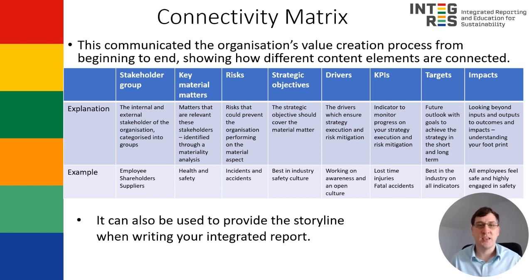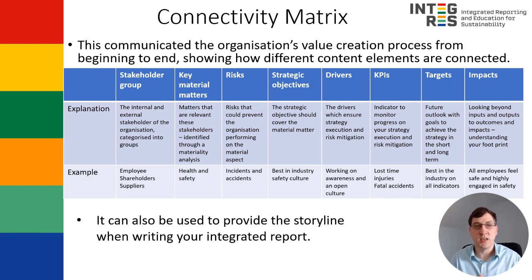The next thing is the targets. So this is the future outlook of the company with goals to achieve the strategy. So these are very connected to the KPIs. This is the target level of KPI that the company wants to achieve. And finally, we have the impact, which is the final outcome of the whole strategic process.